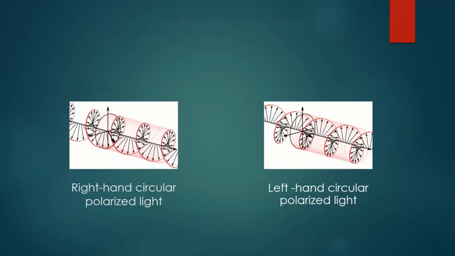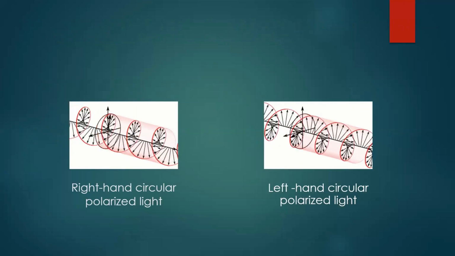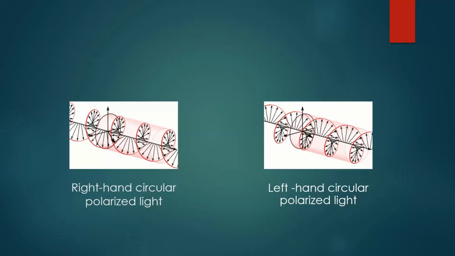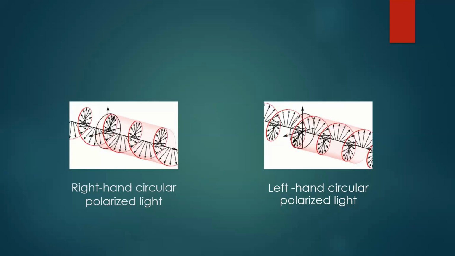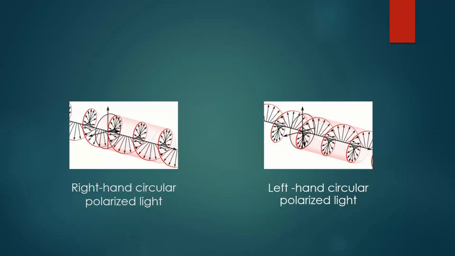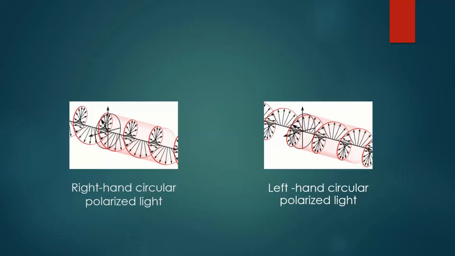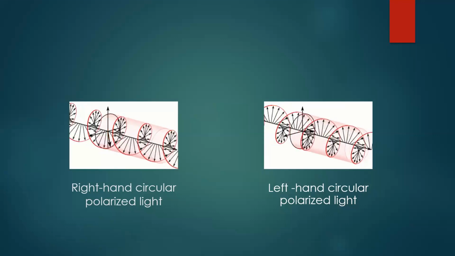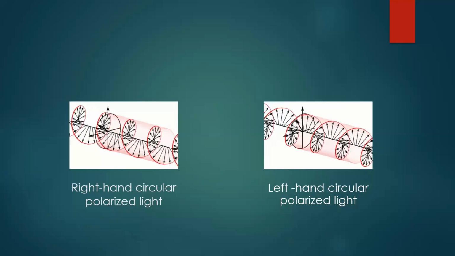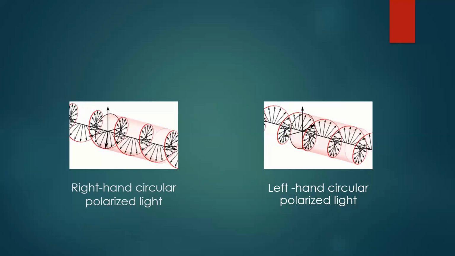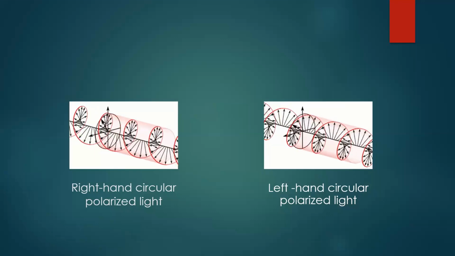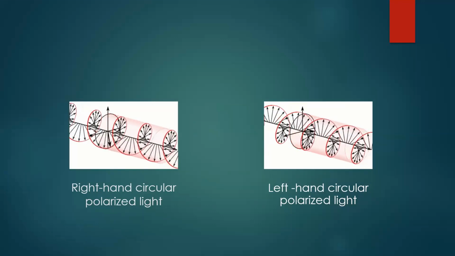Here we have two different types of circular polarized light. One is the right-hand circular polarized light and the other is the left-hand circular polarized light. In the right-hand circular polarized light, the movement is clockwise, while in the left-hand circular polarized light, the movement is in the anti-clockwise direction. This forms the basis of our circular dichroism spectroscopy.